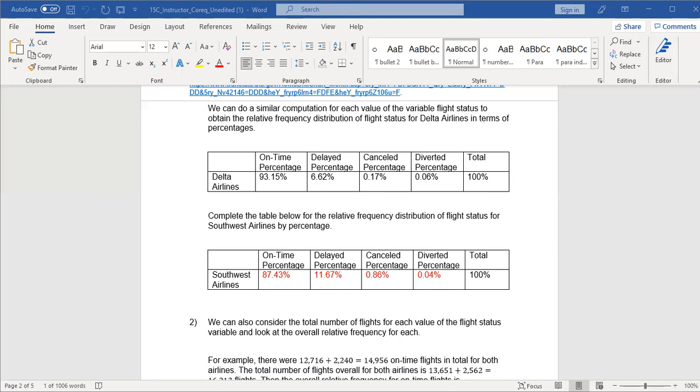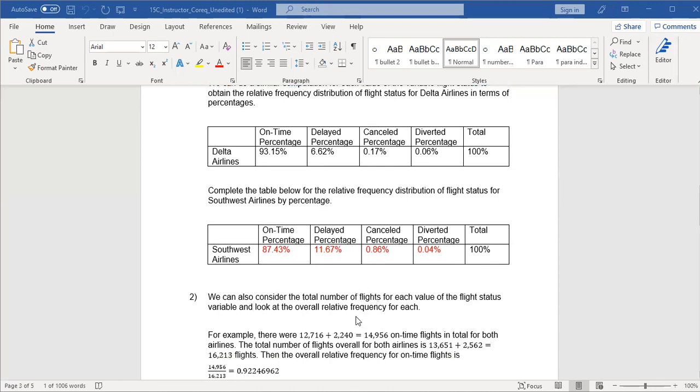We can also consider the total number of flights for each value of the flight status variable and look at the overall relative frequency for each. For example, there are 12,716 plus 2,240, which is 14,956 on-time flights in total for both airlines.